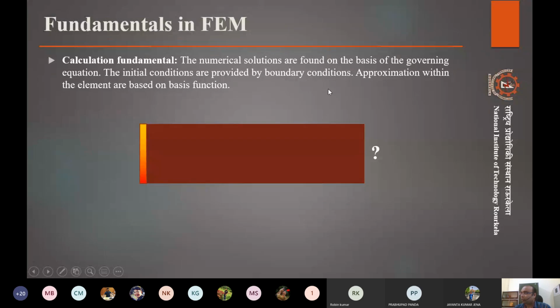One is called the governing equation. Second thing is the boundary condition, and the third thing is the basis function. Do remember these three parts. These three are the things that will define basically the metadata of a problem.